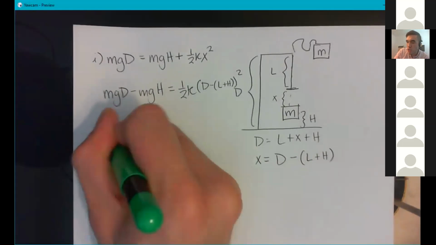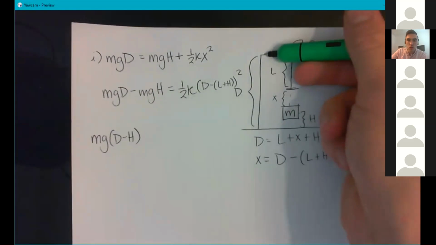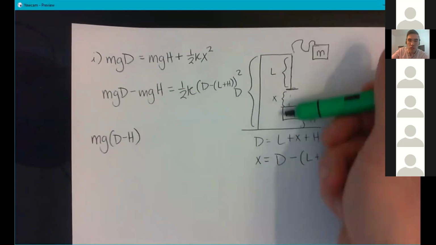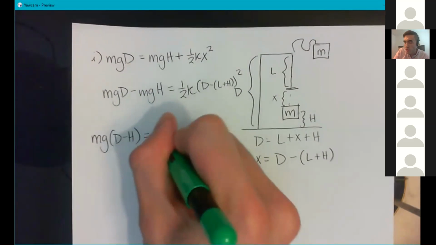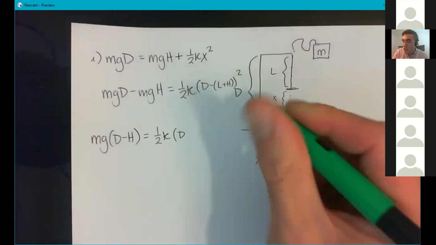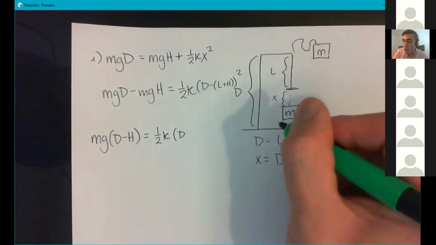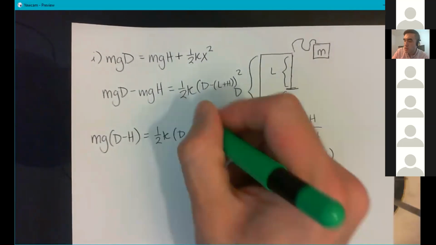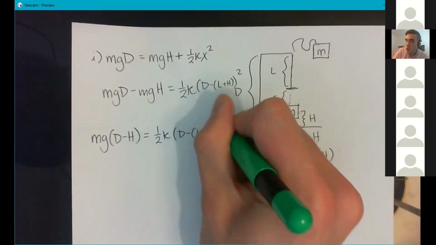So it's going to be mg times (d minus h), which is to say, how far do you fall? D minus h, you're falling this total length here. And this is going to be equal to 1/2 k multiplied by the stretch of the spring squared, where x is justified geometrically as the distance that the string stretches, (d minus L plus h), quantity squared.